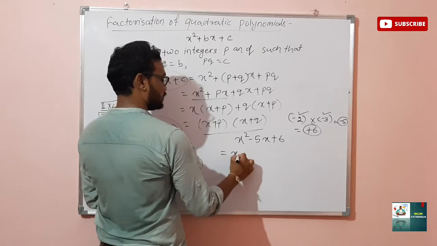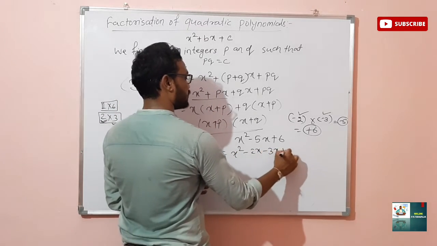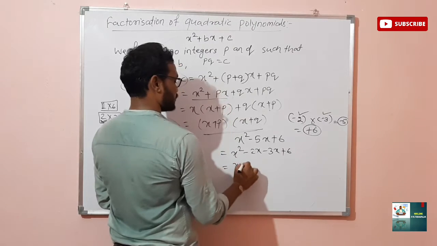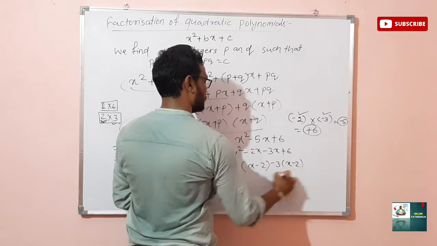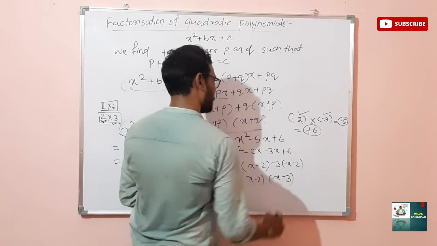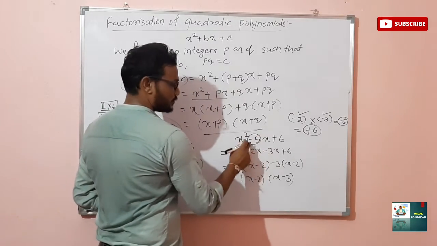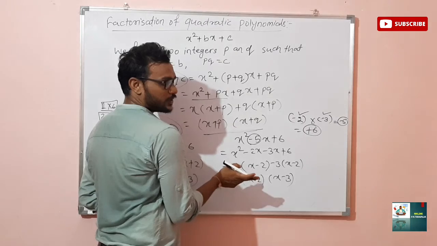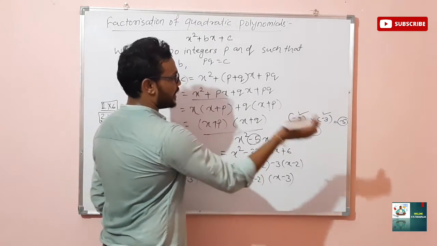So similarly here you will do x square minus 2x minus 3x plus 6. Now take x common: x into (x minus 2), and minus 3 common: minus 3 into (x minus 2). So now this can be written as (x minus 2) into (x minus 3). The sign here is also important.